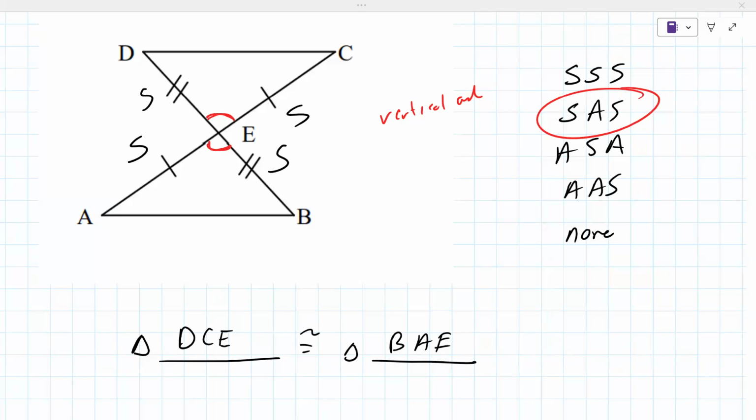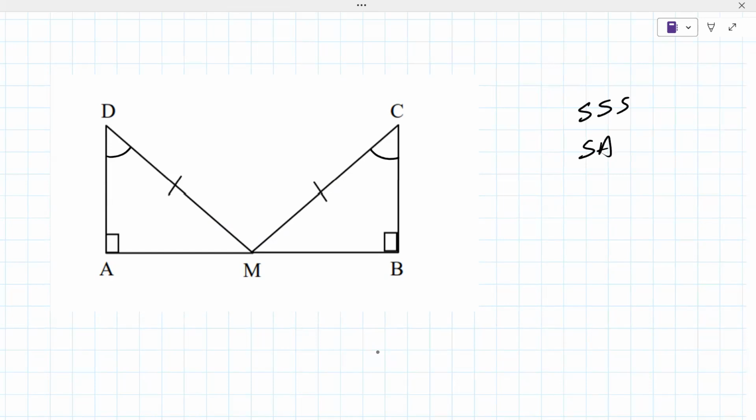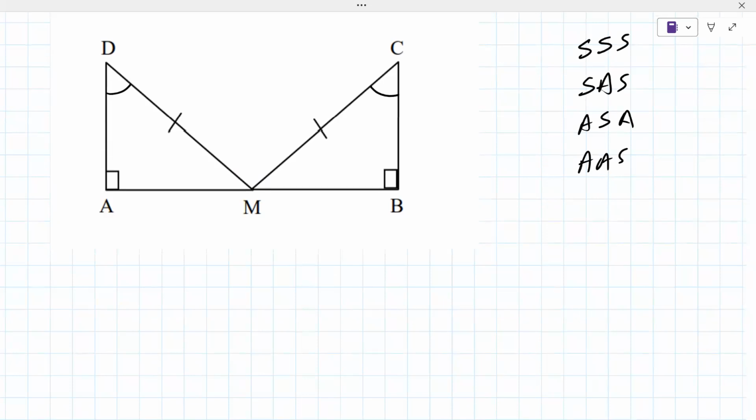Let's keep looking for some more examples. All right, here's one for you to try on your own. You have to add some information though. All right, go ahead and try this one. So you want me to tell you if it's side-side-side or side-angle-side, and the congruency? Exactly. Yes. Okay. Got it.